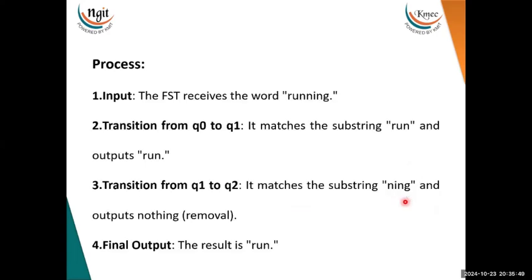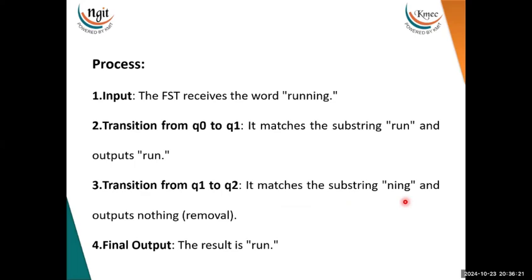Now let us understand the process, how it stemmed the word. The input is the word running, which the FST receives. In the transition from Q0 to Q1, it matches the substring run and outputs run. In the transition from Q1 to Q2, it matches the substring ING and outputs nothing. That is removal. So the final output, the result, is run. This is how stemming is performed by your FST.